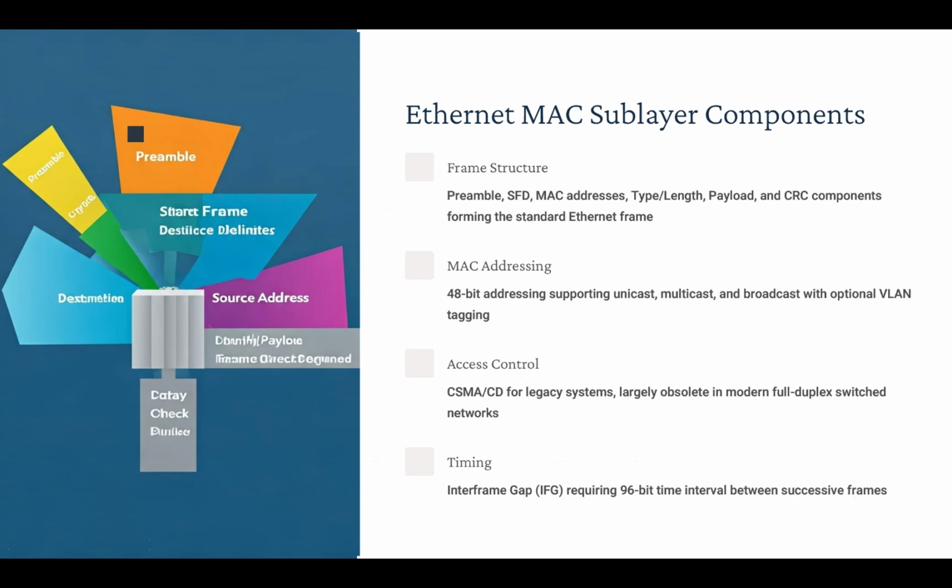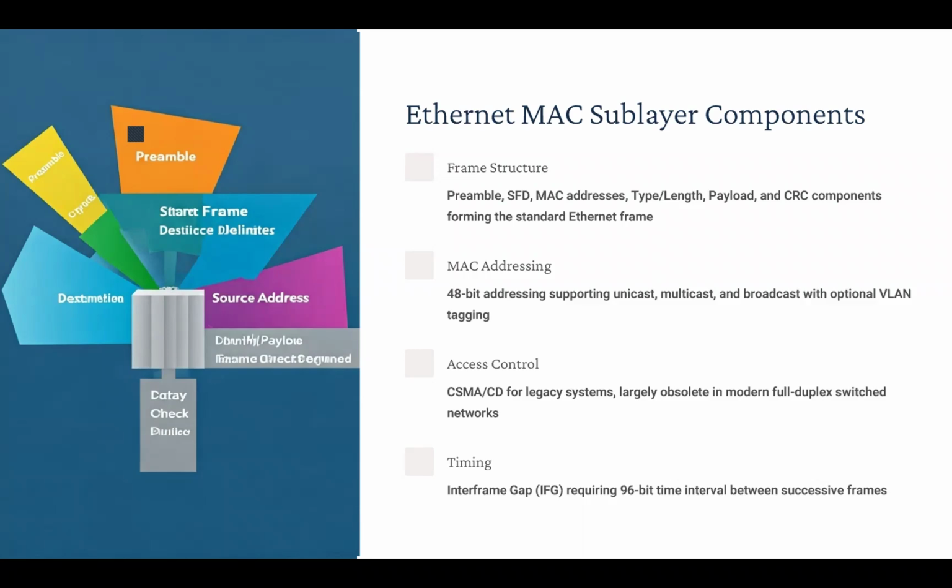The MAC sublayer is where Ethernet and Wi-Fi, as we said, diverge very significantly. From the frame structure, the Ethernet MAC frame begins with a 7-byte preamble and a 1-byte start frame delimiter. That helps the receiver synchronize with incoming data streams.